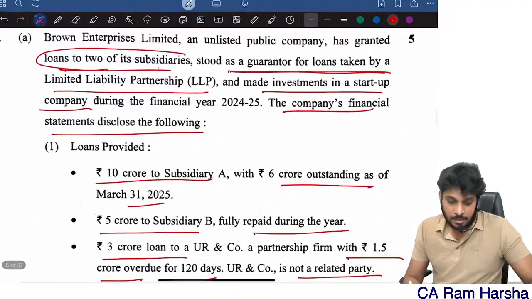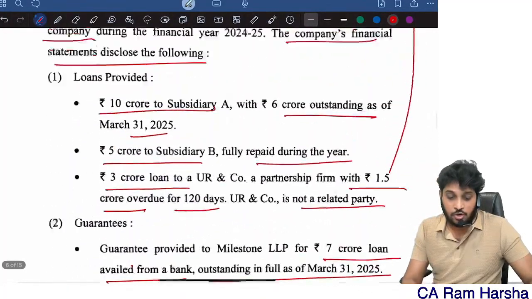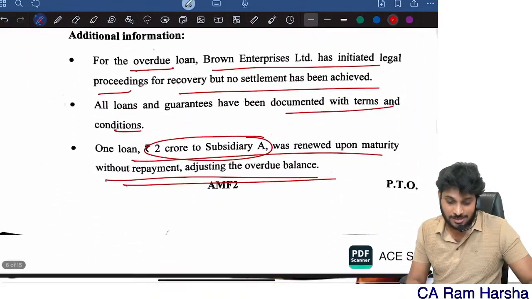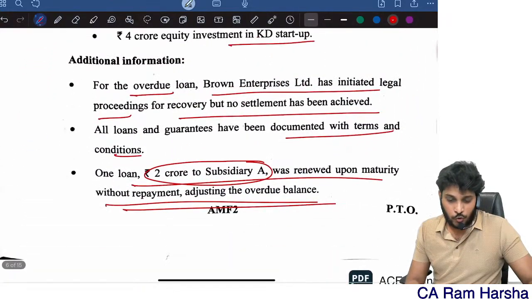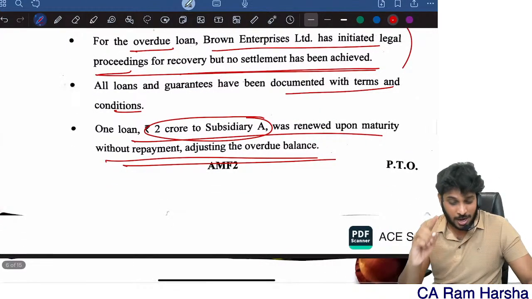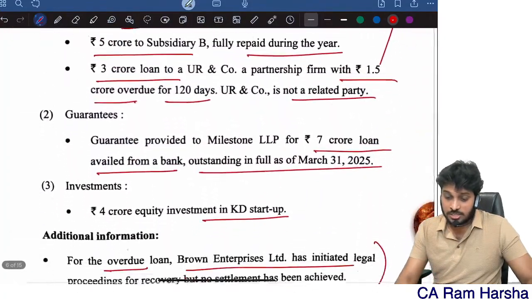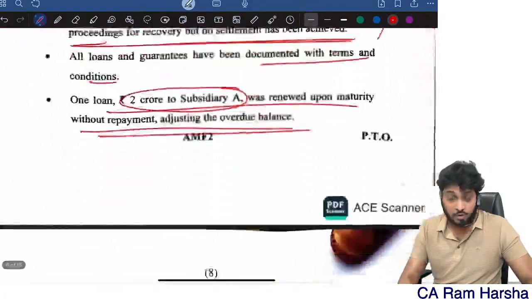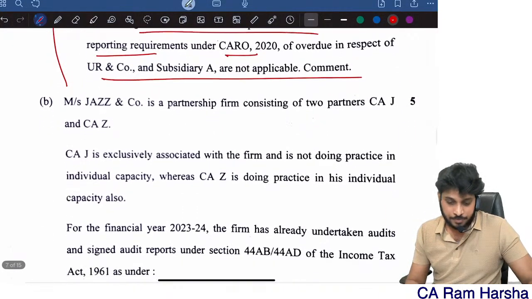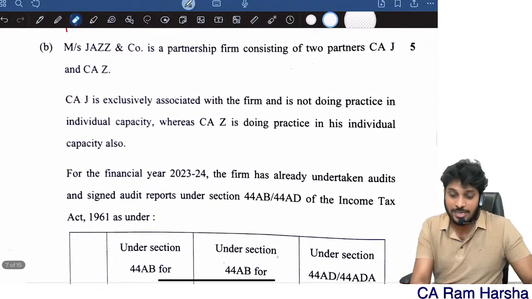Next. This is regarding CARO. This is regarding CARO related requirements. So CARO clause number 3 here. CARO clause number 3. Entire disclosures they have asked. Okay. So overdue loan, they have initiated legal proceedings. Overdue more than 90 days. Remember all that. So CARO related reporting requirements. Almost it's a 5 marks question on CARO. That too only clause number 3 they have asked. Only clause number 3.